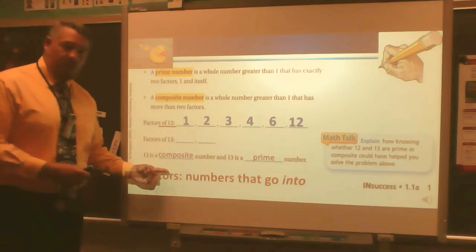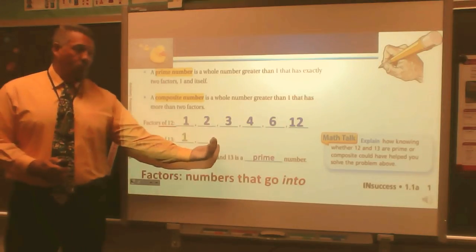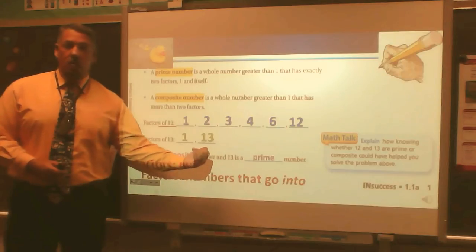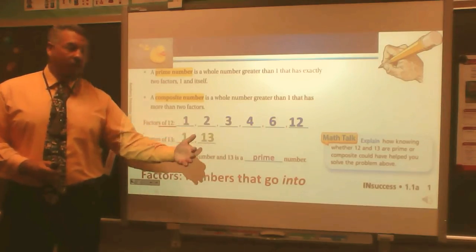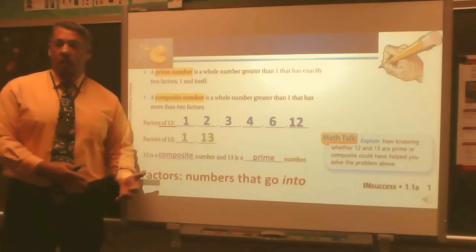When I look at 13, if I did the same thing, my first one would be 1, my second one would be 13, and as I went through all of my counting numbers, 2, 3, 4, 5, 6, 7, all the way up to 12, none of those go into 13 evenly.